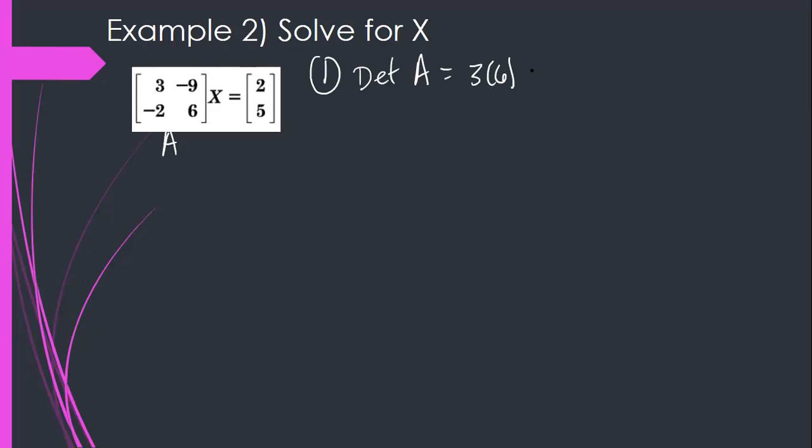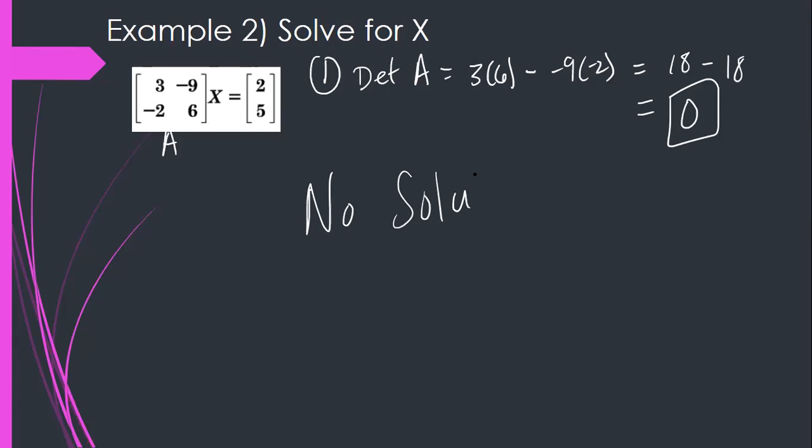So 3 times 6 minus -9 times -2 equals 18 minus 18. What does that equal? 0. So what does that mean? No solution. Womp, womp, womp. So as soon as that happens, what do we do? Stop.